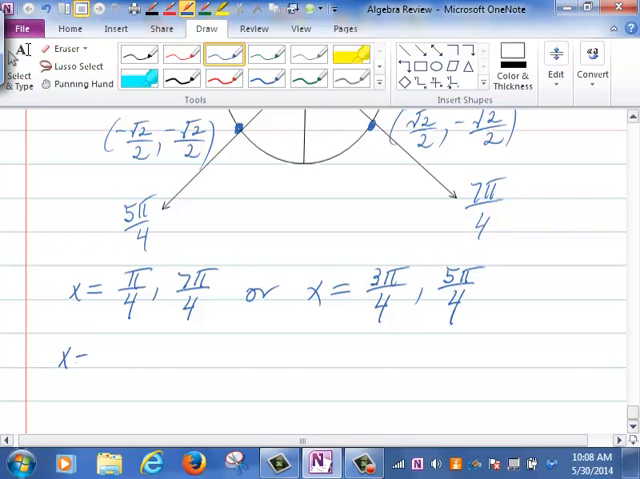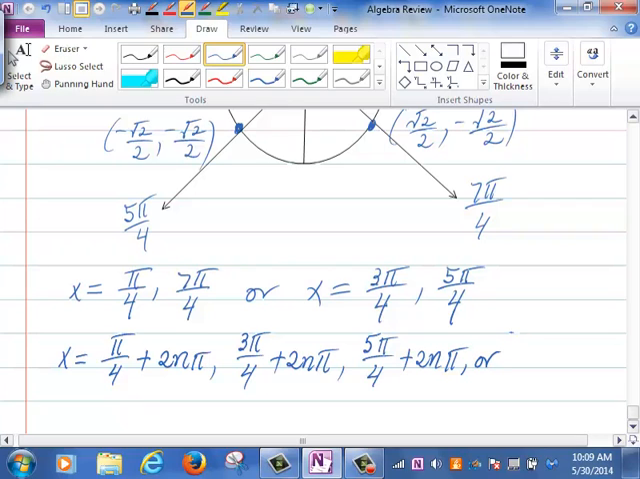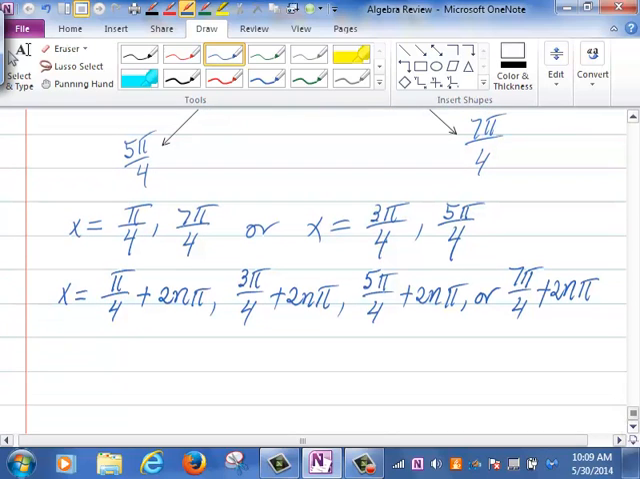So x would be pi over 4 plus 2 n pi, or 3 pi over 4 plus 2 n pi, or 5 pi over 4 plus 2 n pi, or 7 pi over 4 plus 2 n pi. So for every integer value of n, you get a solution.